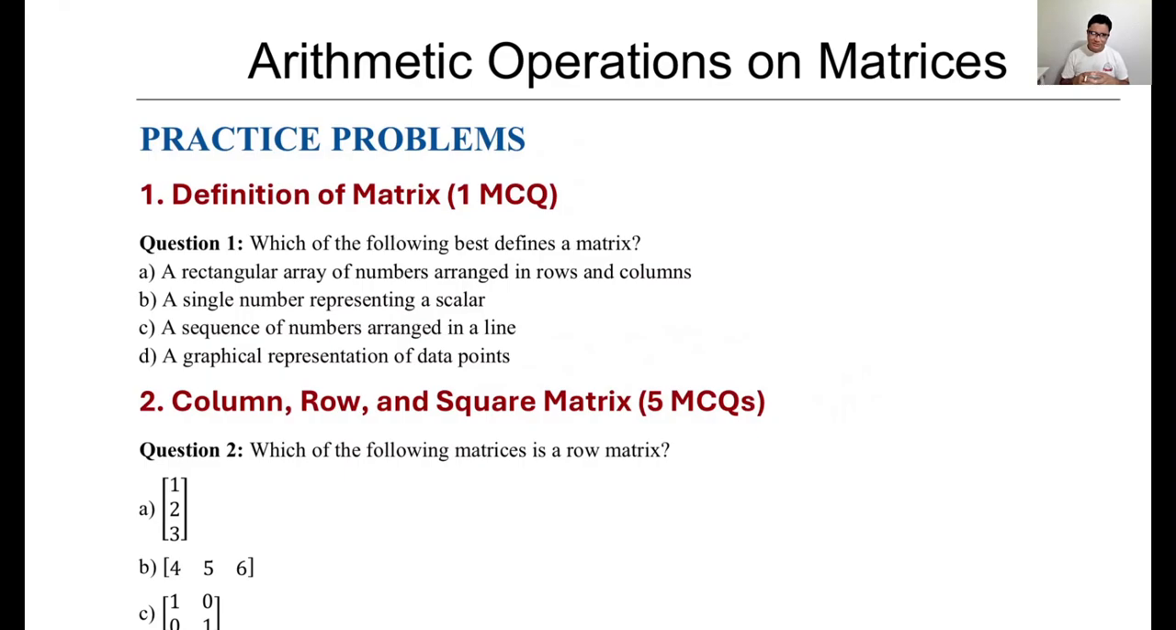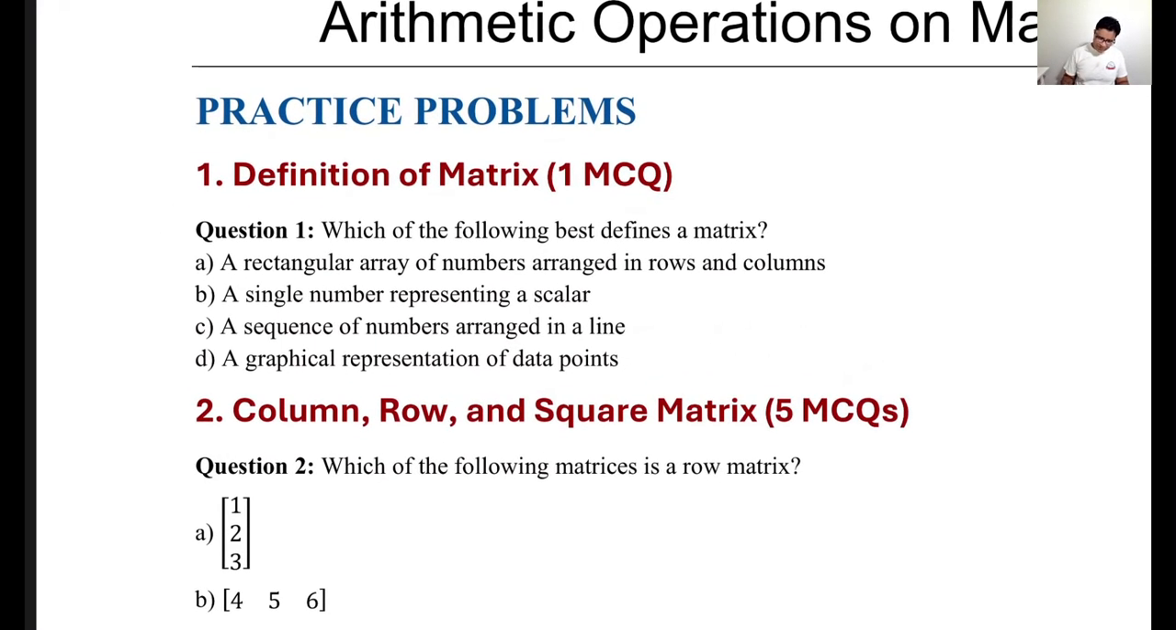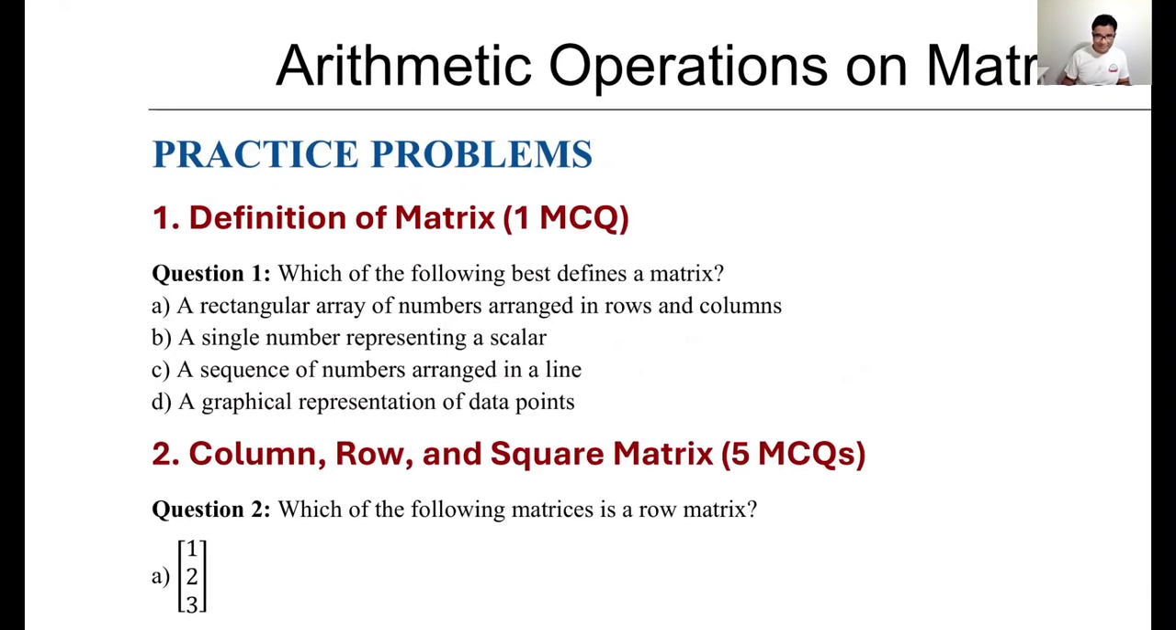Today we will be working on the basics of matrix and some matrix operations. Let me begin. The first question is about the definition of matrix. Which of the following best defines a matrix? A rectangular array of numbers arranged in rows and columns, a single number representing a scalar, a sequence of numbers arranged in a line, a graphical representation of data points.